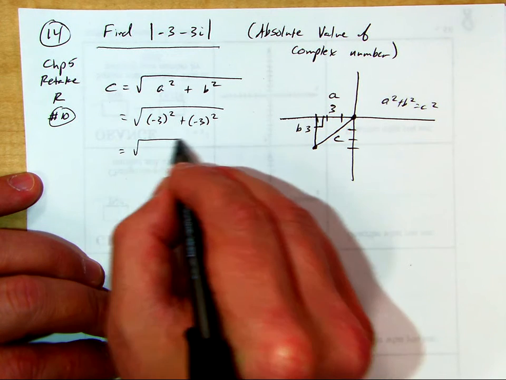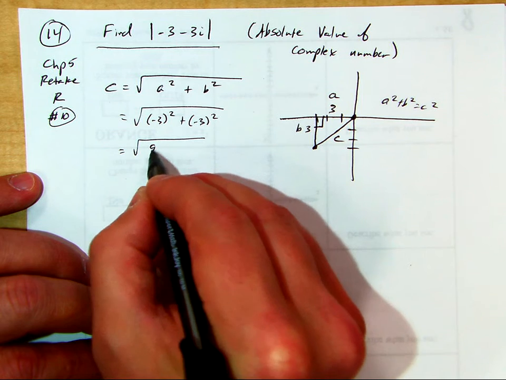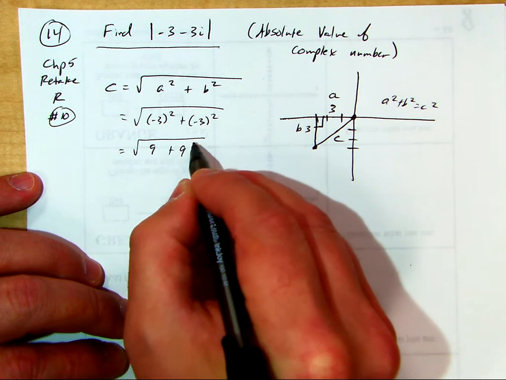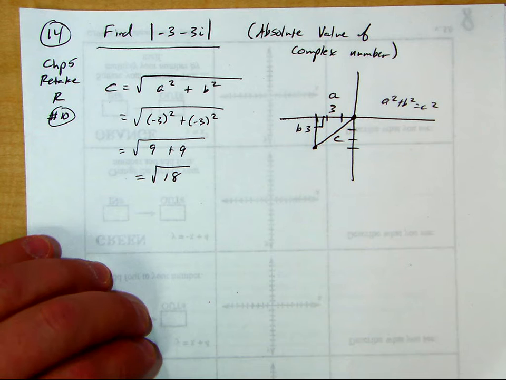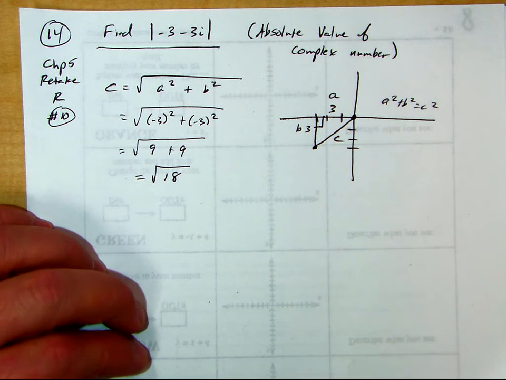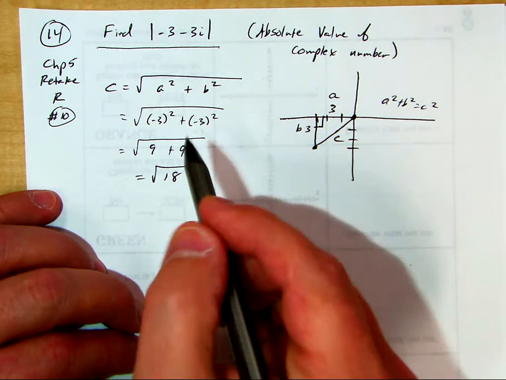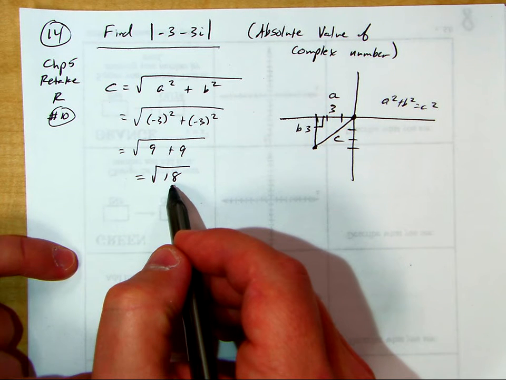So this is going to be equal to -3 squared is 9, and again -3 squared is 9. This is equal to the square root of 18. Now I see on the test that none of those answer options is there. So you have to use the rules of radicals to break this down a little bit.